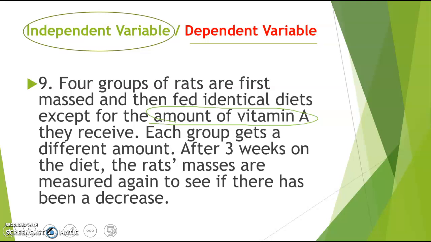Now, what are you measuring? Well, it says you put the rats on a scale and you get their mass. So their masses is the dependent variable.